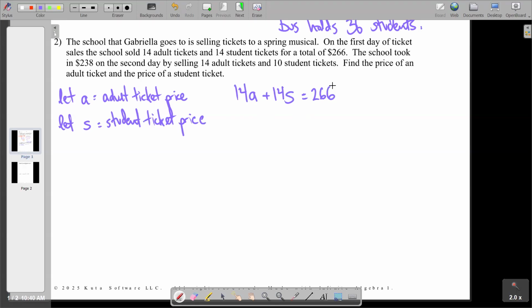The money they earned on one kind plus the money they earned on the other kind equals the total money that they earned. What's our day two equation going to be? 14A plus 10S equals 230. Correct.